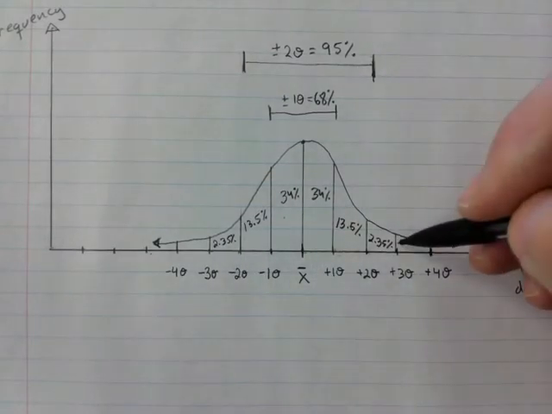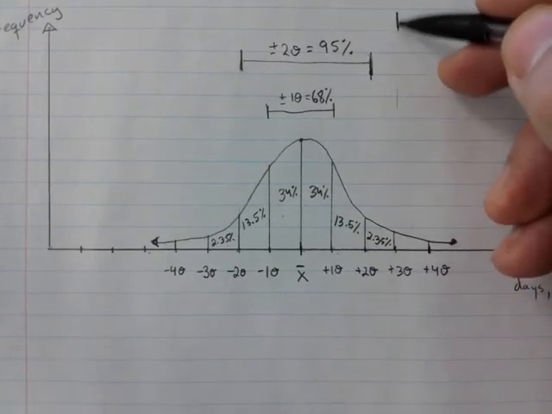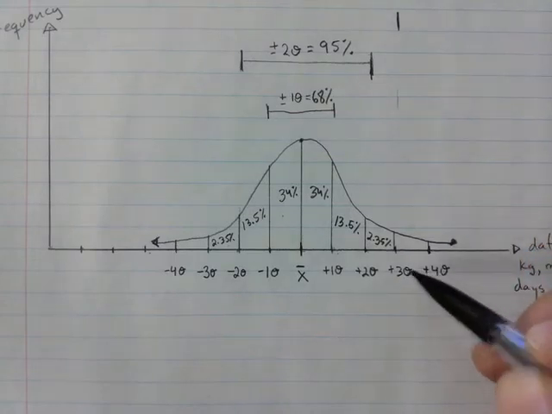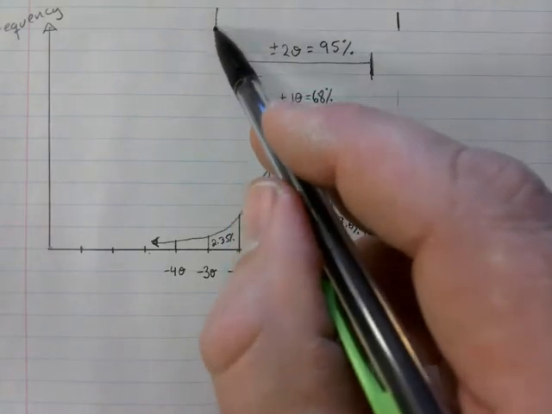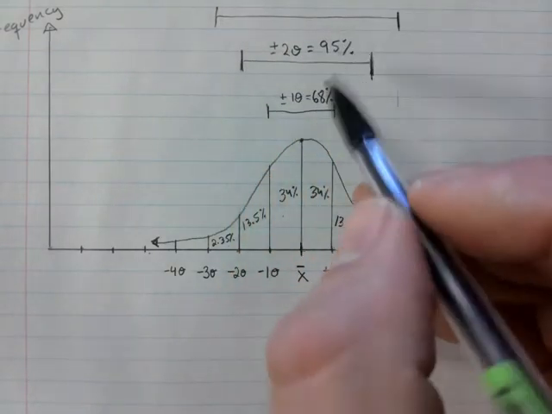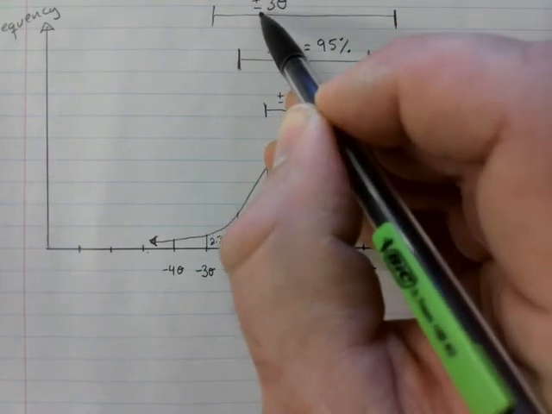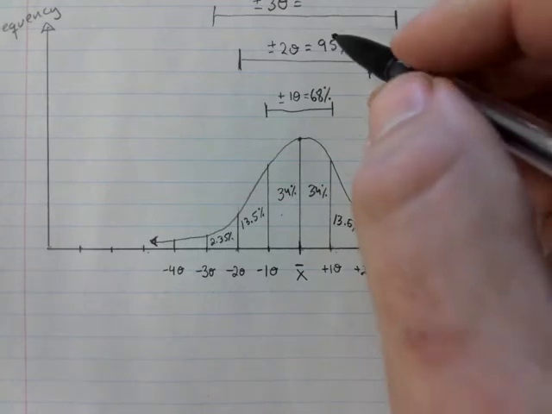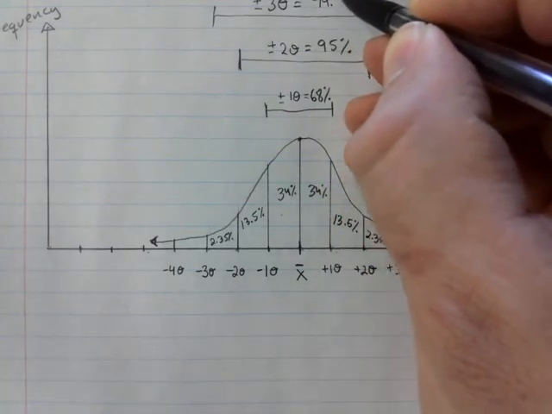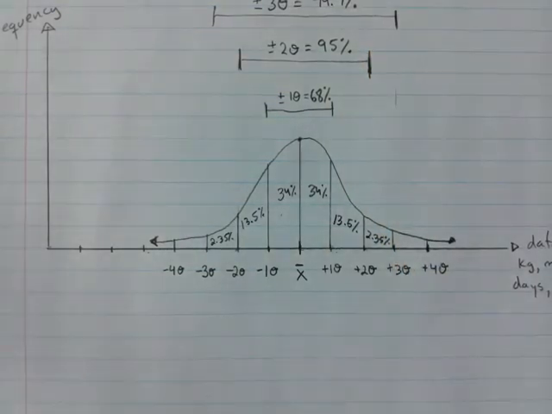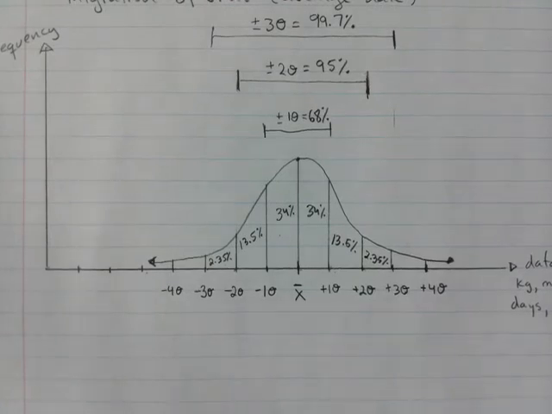So if you go to the top, you take the right side of the third standard deviation and the left side, you now know that if you were to go 3 standard deviations to the right and to the left, you would have 99.7%. Oh, you can't see that. There we go. 99.7%.